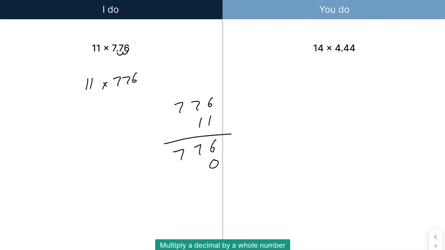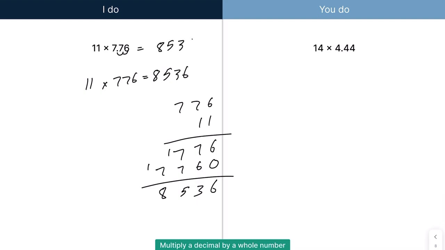Now down here we're going to put a 0, so that allows us to multiply by the 1 of the 10, so that becomes 6, 7, 7. 7 plus 6 is 13, this is 14, that becomes 15, and that becomes 8. So the answer here is 8536. So what's the answer to this bit here? Well, that's going to be 8536. We're going to hop the decimal back in twice, so the answer becomes 85.36.